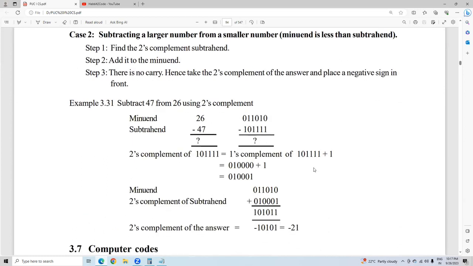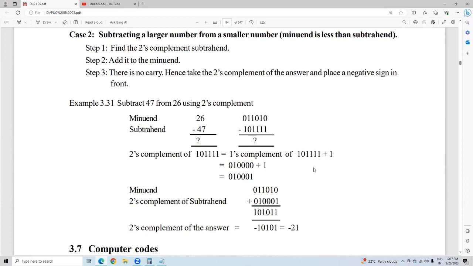Similarly, subtracting a larger number from a smaller number. That means the minuend is less than the subtrahend. Find the 2's complement of the subtrahend and add it to the minuend. There is no carry, hence take the 2's complement of the answer and place a negative sign in front of it.